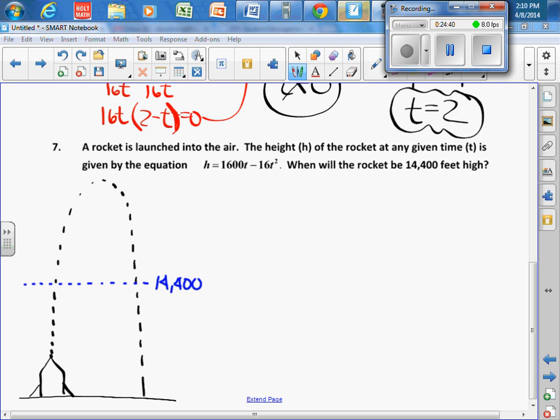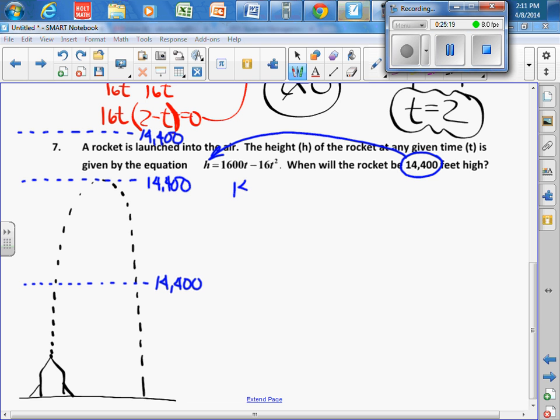Or it could reach 14,400 just once. It reaches 14,400, drops back down safely to the Earth. Or what's the other scenario? It could be that 14,400 is way up here, and it may not reach it at all. So we have three things to consider here. Either way, we're going to put 14,400 in for h because that's the height. We can figure out what t is when we put the height 14,400 in for the h.